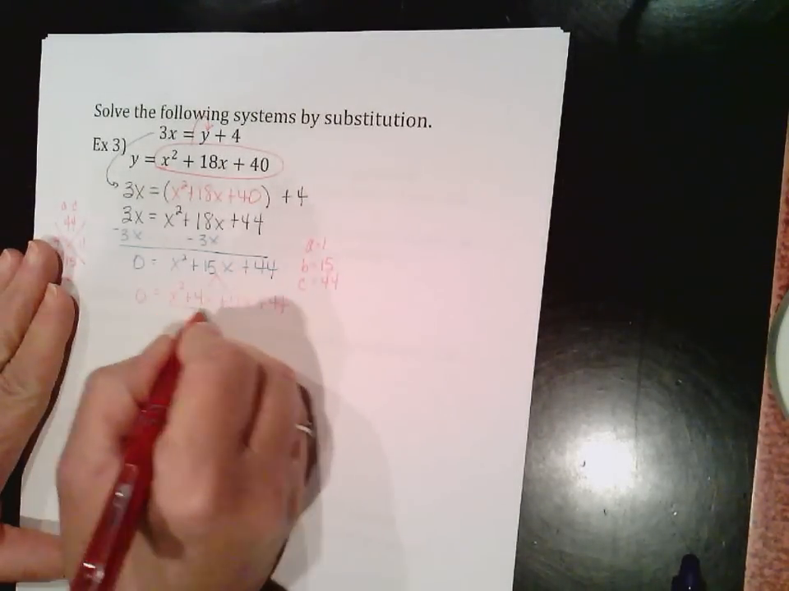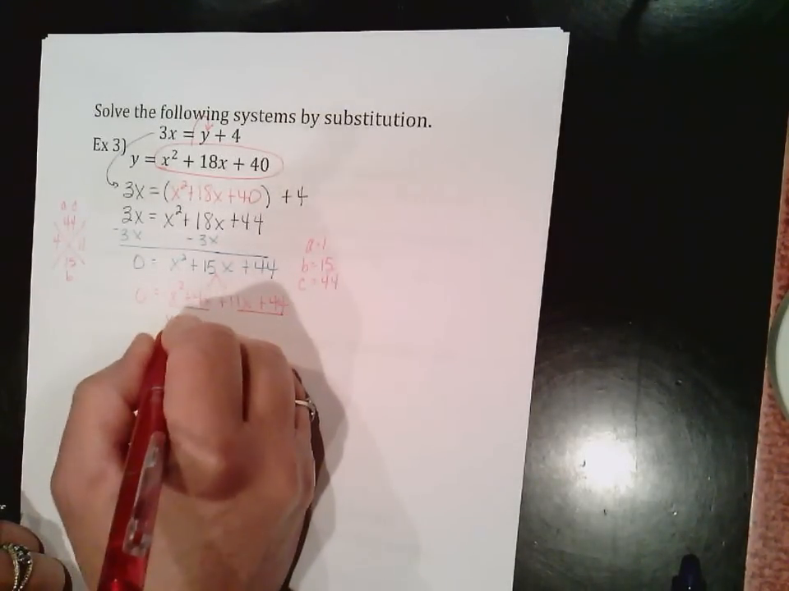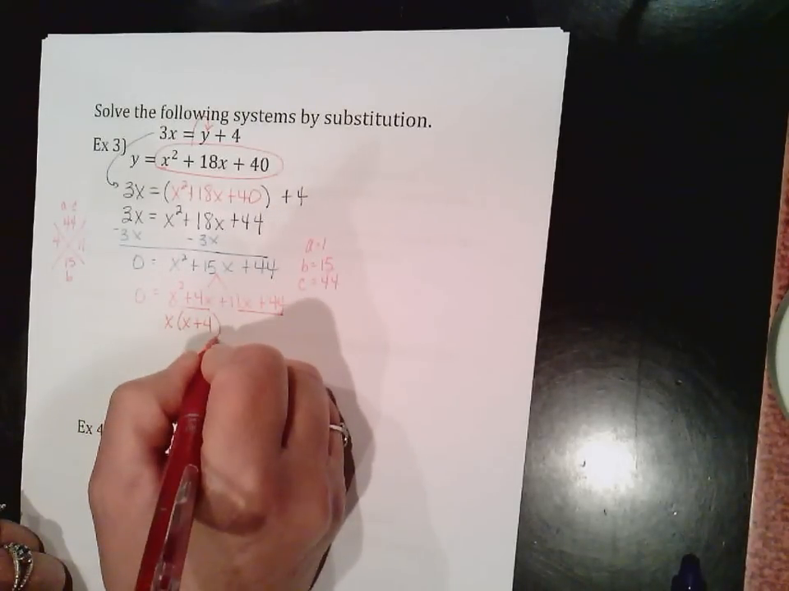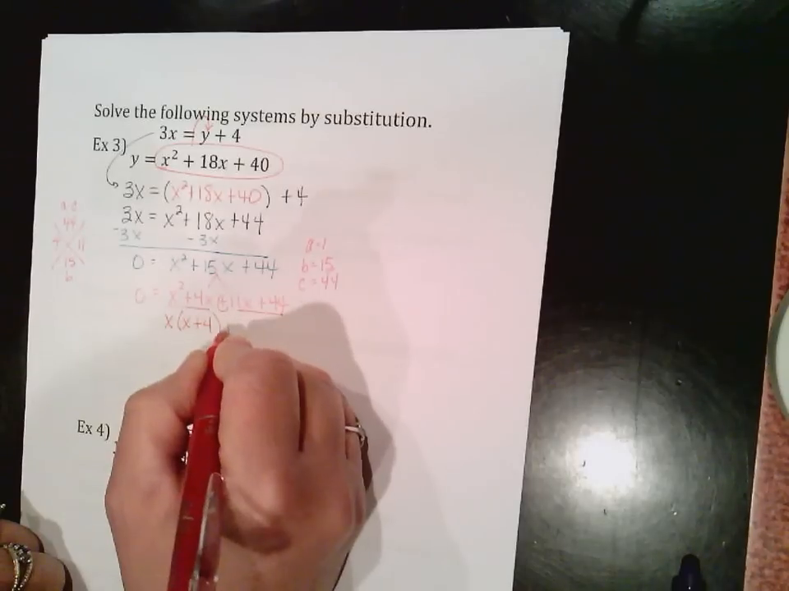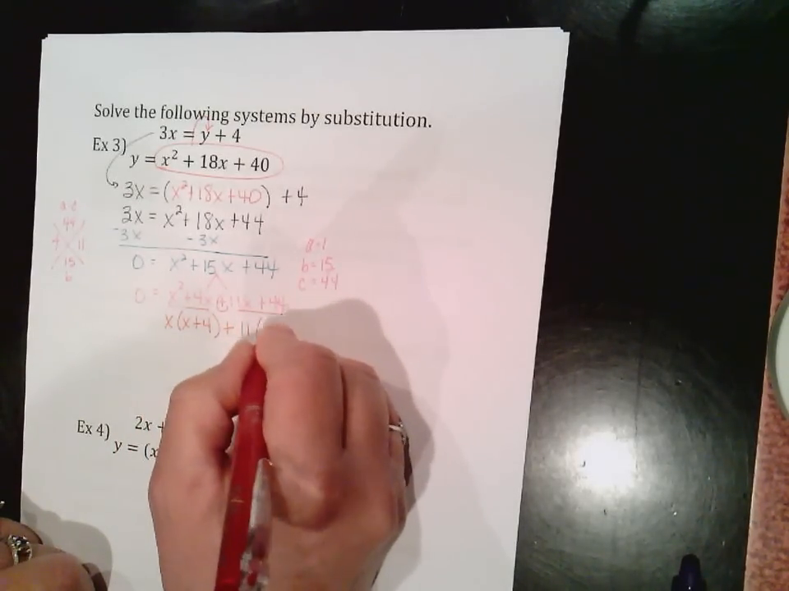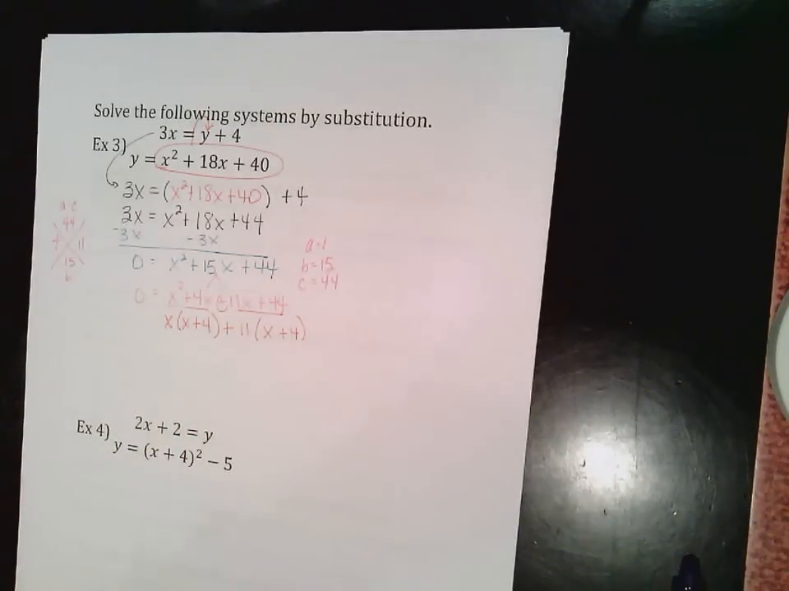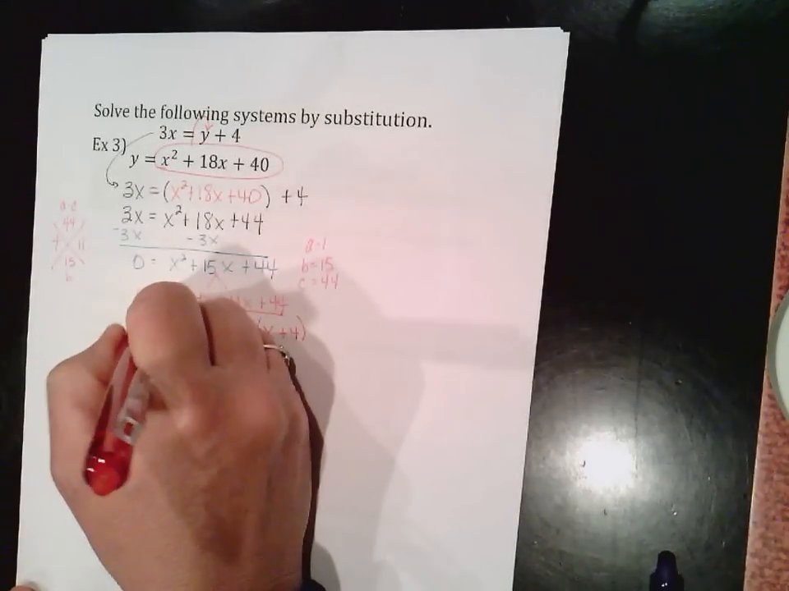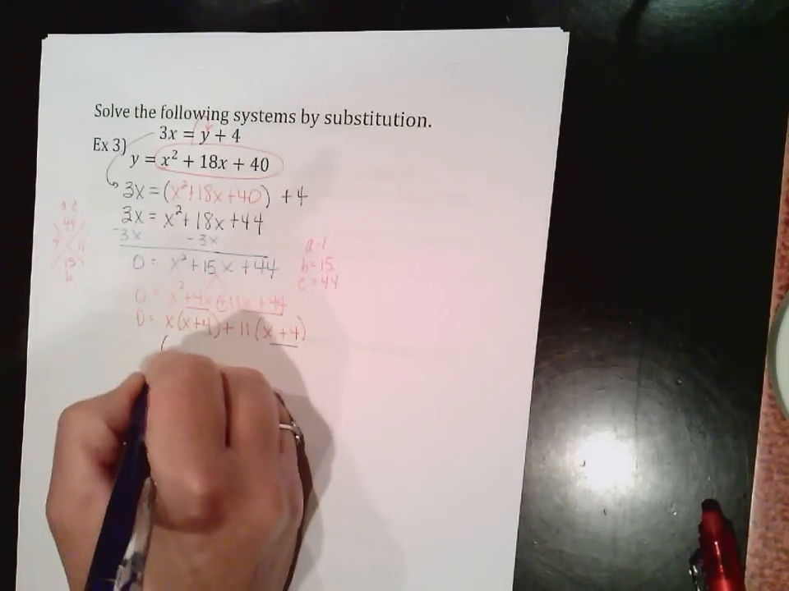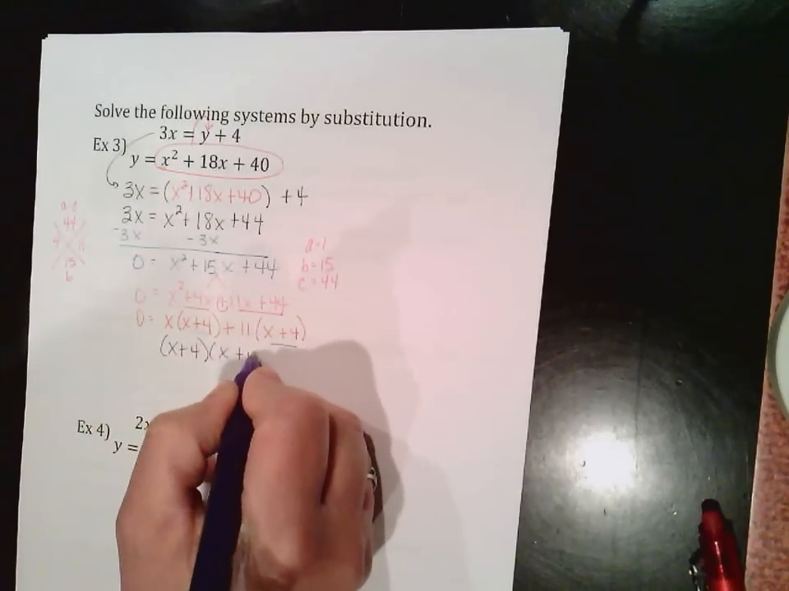So I'm going to group those into 2 sets of 2. I can take an x out of this first set. X times x gives me x squared. X times positive 4 gives me positive 4x. This is a plus, so I'm going to factor out a positive number out of this. I can take 11 out of both of those. 11 times x gives me 11x, and 11 times 4 gives me 44. I'm going to take this common factor and factor it out, so I have x plus 4, and what I have left for the other parentheses is x plus 11.